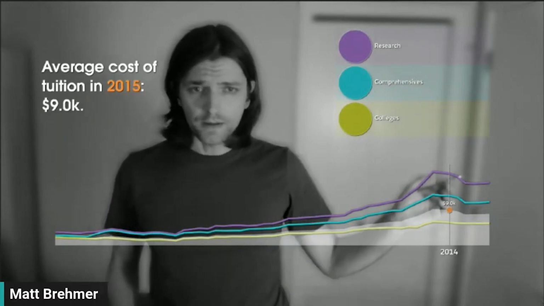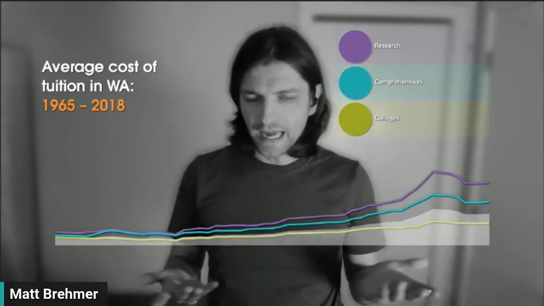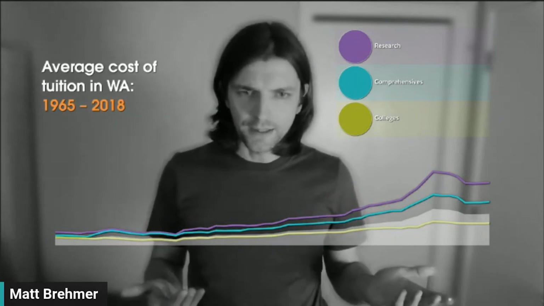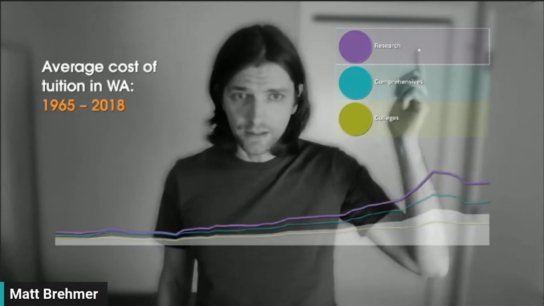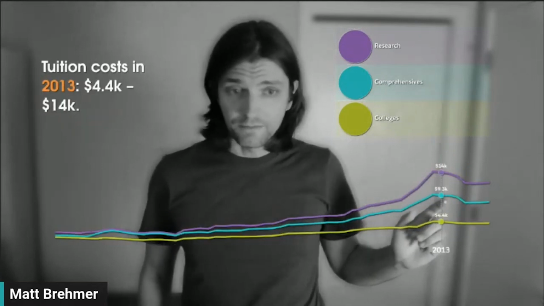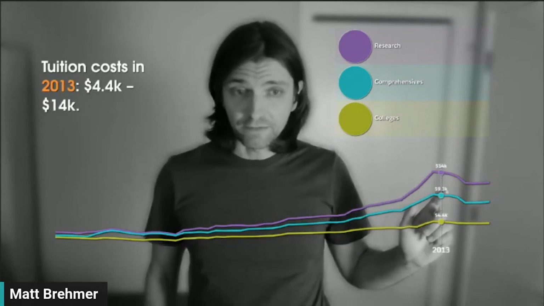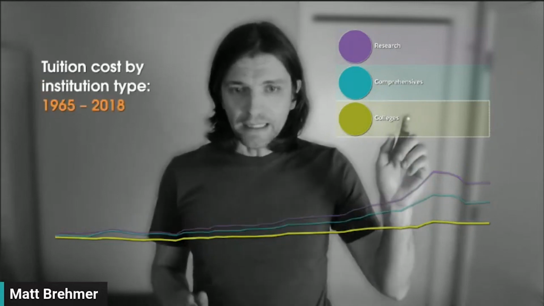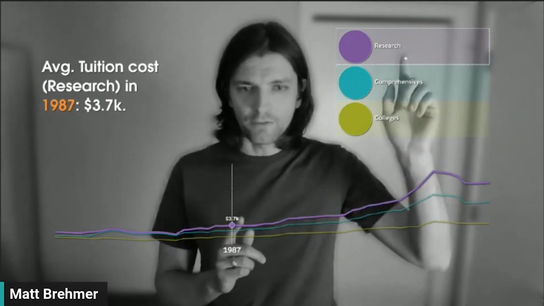Here's some finer scale data, because what I was showing before with this white curve was just the average across all institution types. But of course, there are different types of post-secondary education institutions in the state of Washington. There's colleges, there's comprehensive four-year universities, and there's tier 1 research universities. And so they have different average tuition costs, and especially in this period since the beginning of the 2000s, really changing their behavior. But it was really in the early 80s when they started to diverge from each other, when comprehensive and research universities started to split off from colleges at the beginning.